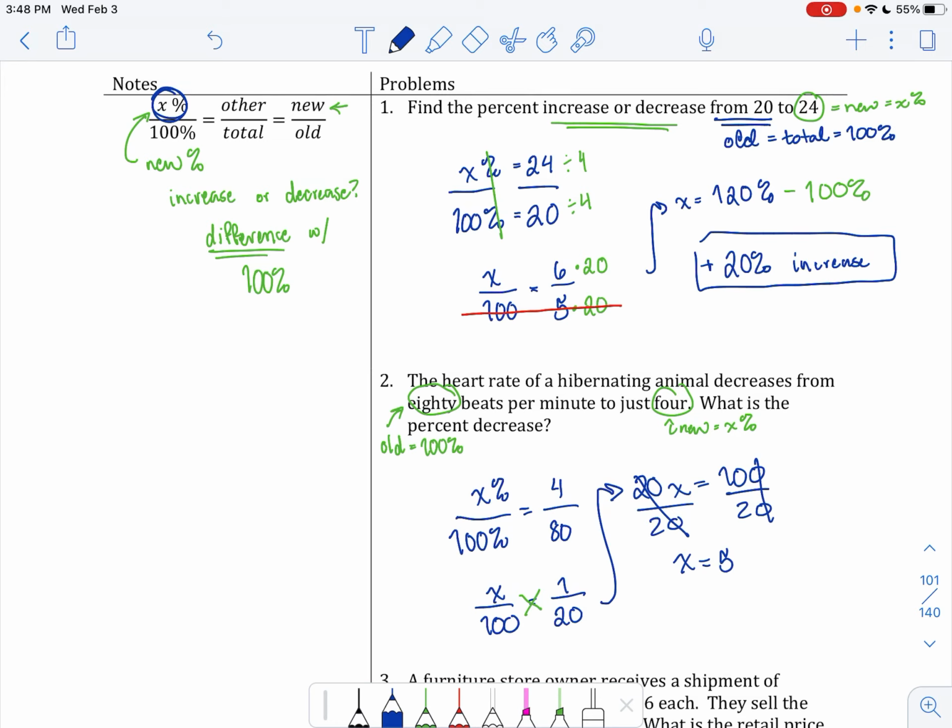Now, what you can imagine is, once again, we're looking for the percent change. So what I'm going to do is subtract 100%. So 5 minus 100 is negative 95%, and that's how we know it's a percent decrease, because we're going down. Like so. So we're going down 95% in number 2.